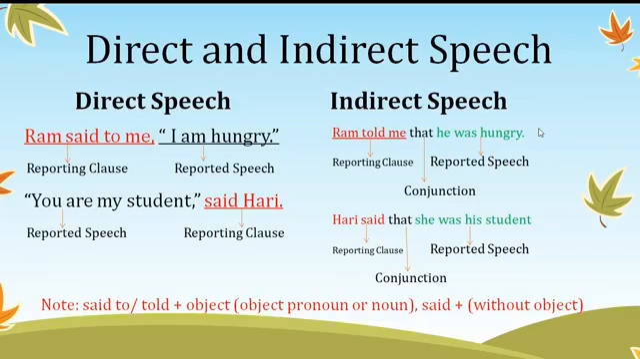Let's say direct speech. I have given you an example of direct speech. Ram said to me, I am hungry. See there, Ram said to me, I am hungry. So this Ram said to me is the reporting clause, which is the red one that I have shown you. Okay, and this I am hungry is the reported speech. So this reporting clause and the reported speech are separated with a comma. You can see there is a comma. And the reported speech, this I am hungry, is always inside the inverted commas. I always told you about this.